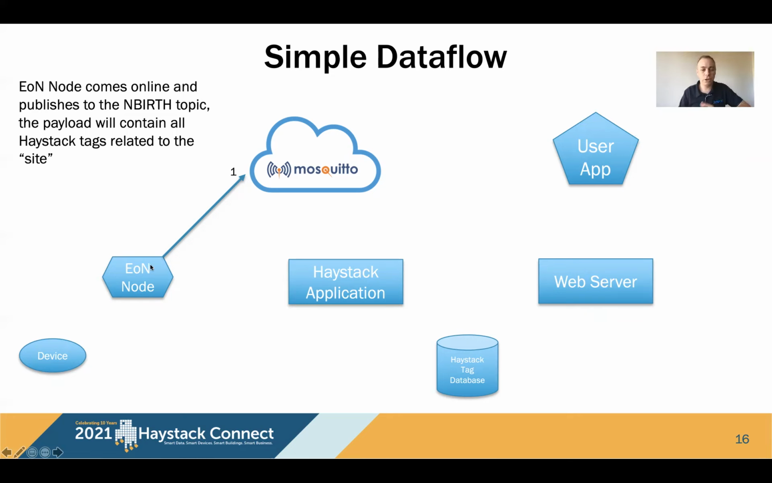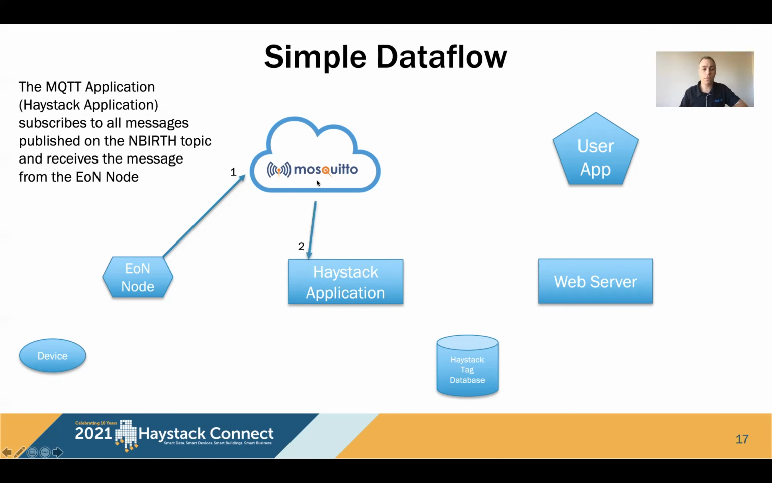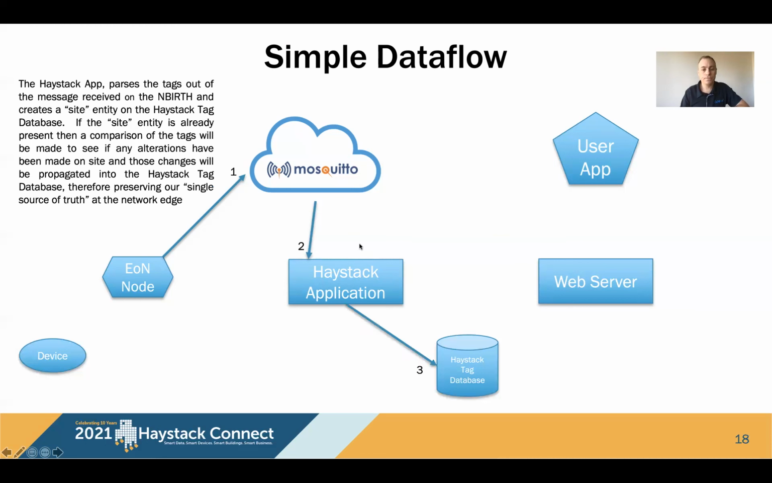So in the first step, when our node comes online, it's going to publish to its NBIRTH topic, its birth message announcing that it is online. And it's going to send all of the tags for the node or for the site level. And so that's what is going to be sent up to the broker. The broker will distribute that message down to our Haystack application. And the Haystack application subscribes to the birth topic and it receives that message from the node. Then our application will go through that message. It will parse out all of the tags it has received, and it will create an entity in our Haystack tag database.